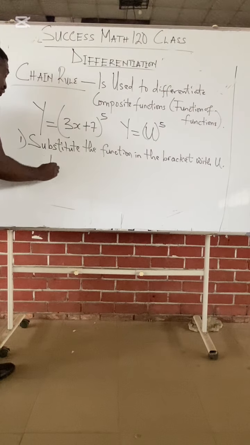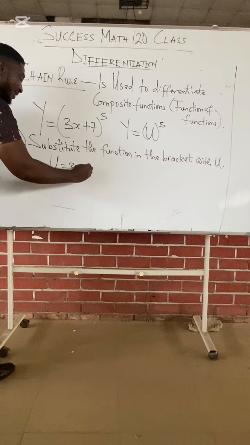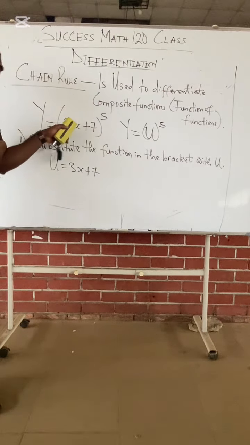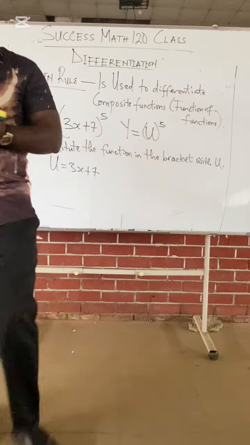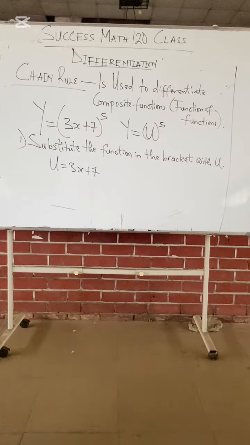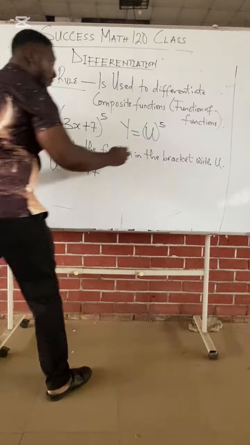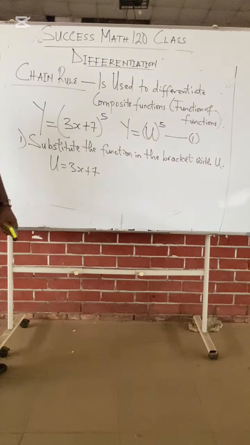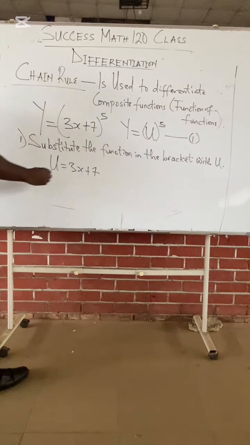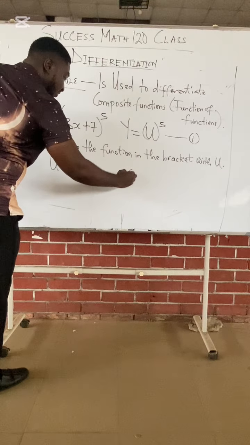Class, does it now mean that u is equal to 3x plus 7? Because if u has replaced everything in the bracket, it means that everything in the bracket is u now, right? It means that u now equals 3x plus 7. So class, we have two equations. The first equation is y equals u raised to power 5, and the second equation is u equals 3x plus 7.